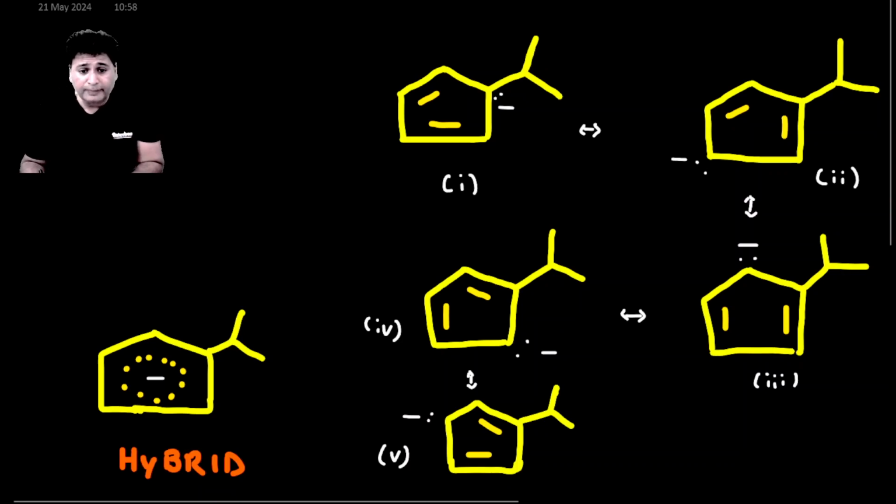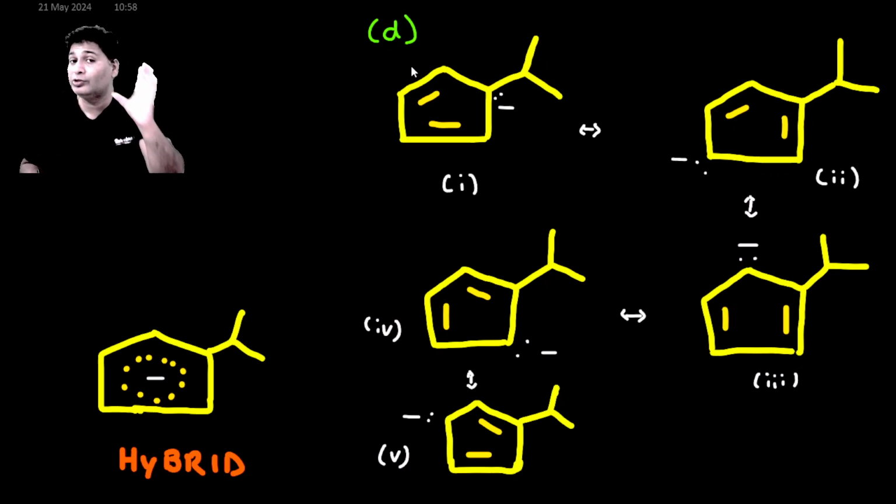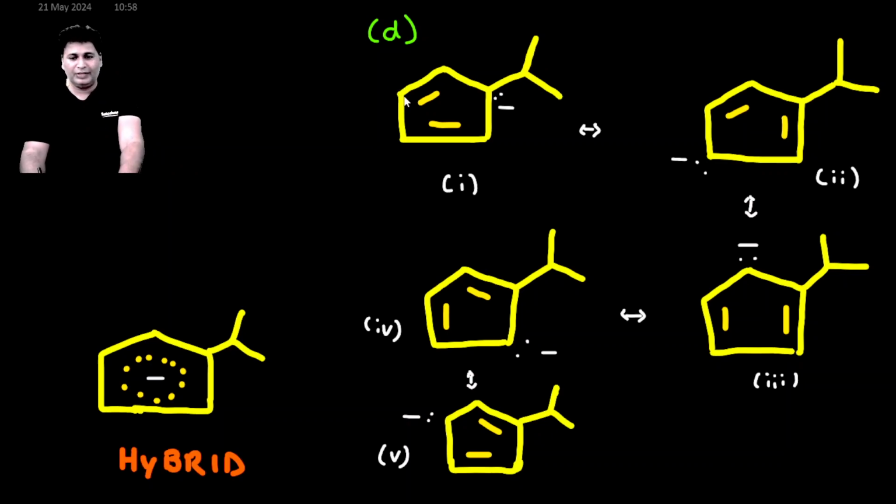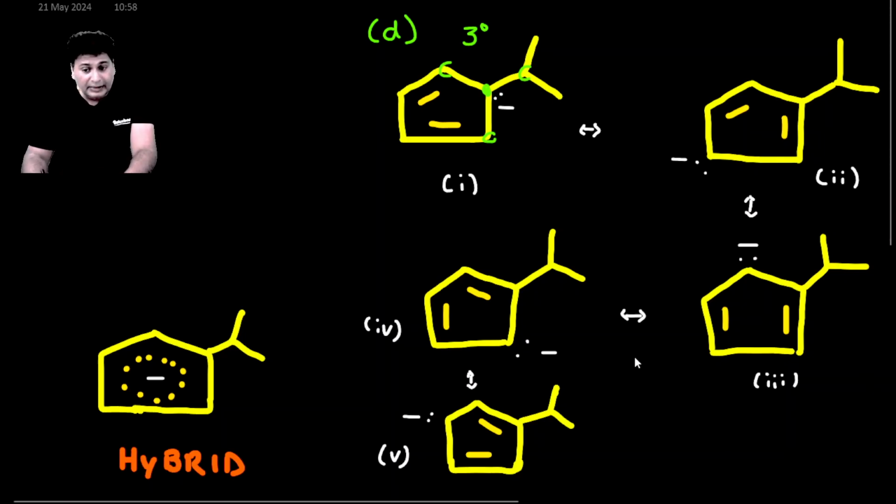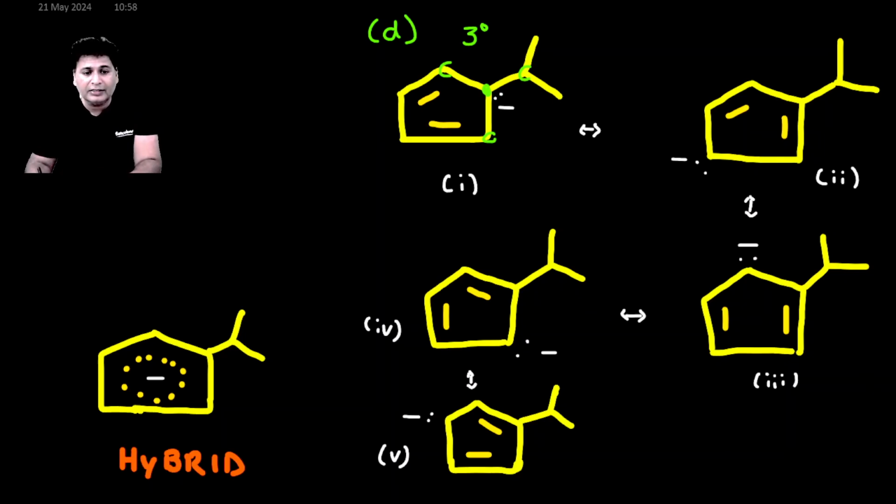Now let us come to the last one, the D1. If you see the D1, it is showing you some prominent feature, and let us try to diagnose what that prominent feature is. First of all, this is a carbon bearing the negative charge and it is directly attached to 3 carbons, so you immediately realize that it's a 3-degree carbanion. This is the first thing. Now the second thing you can observe is this negative charge is in conjugation with the double bonds. And let us try to see how it is in conjugation.